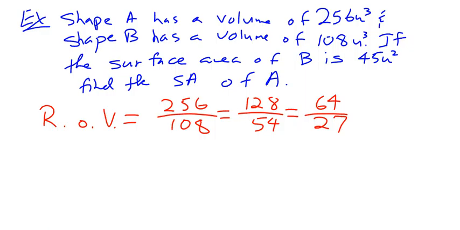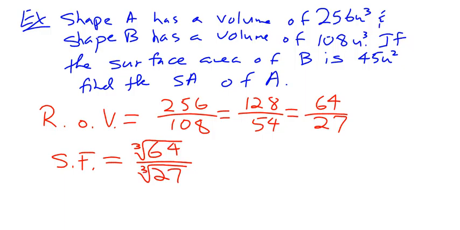Well, now, to go from the ratio of the volumes back to my scale factor, I've got to go backwards. So what's the opposite of cubing something? It's called cube rooting. So I'm going to take this ratio of volumes and do what's called a cube root. That looks like a square root sign, but you put a little 3 there. And that little 3 says, what number times itself 3 times gives me the number inside? In this case, what number times itself 3 times is 64? It's 4. What number times itself 3 times is 27? Well, it's 3.